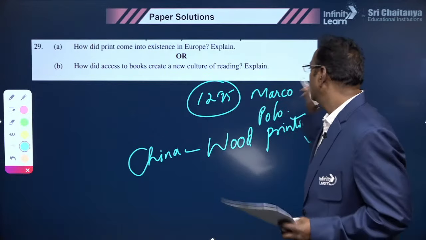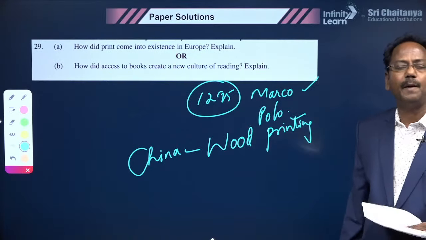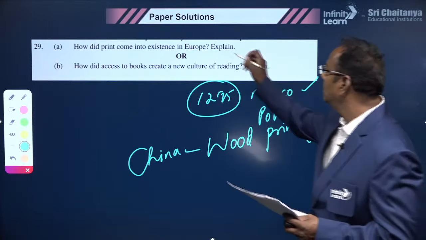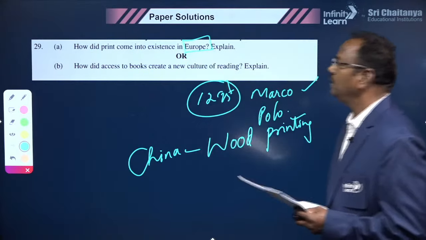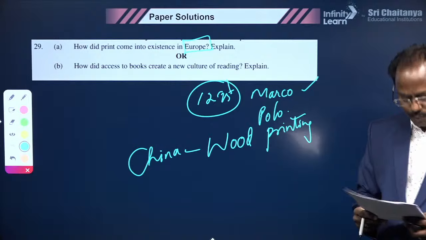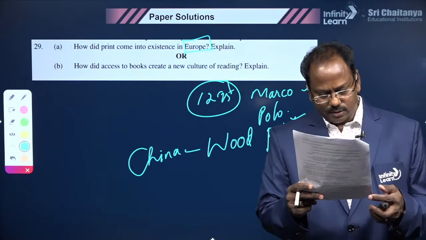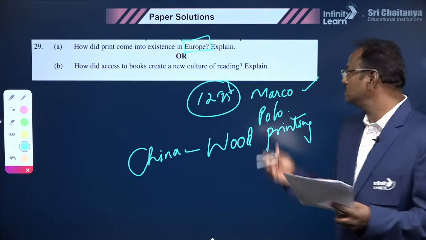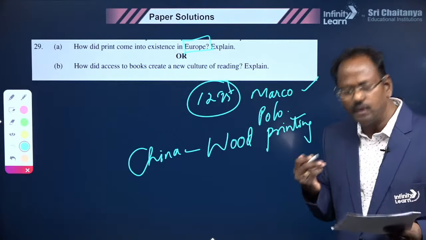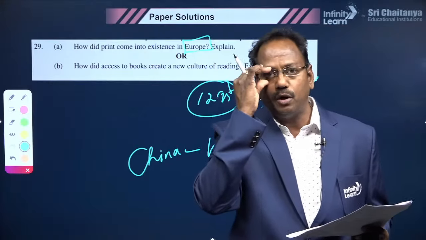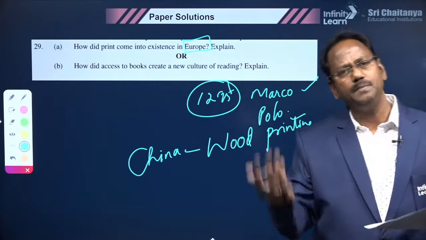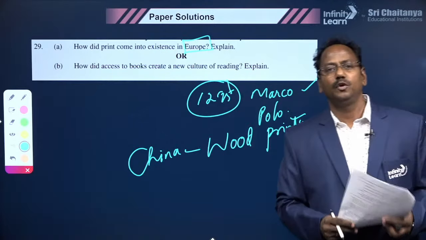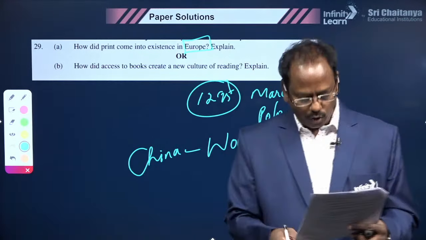But with the information and technology brought by Marco Polo after 1295, there was a greater development of printing technology in Europe. This wood block printing was brought up and later printing became so cheap, because the manuscripts were designed and prepared very individually and wonderfully, very costly and even time taking. But later this wood block printing, which was brought by Marco Polo, made the Europeans go for more and more printing.